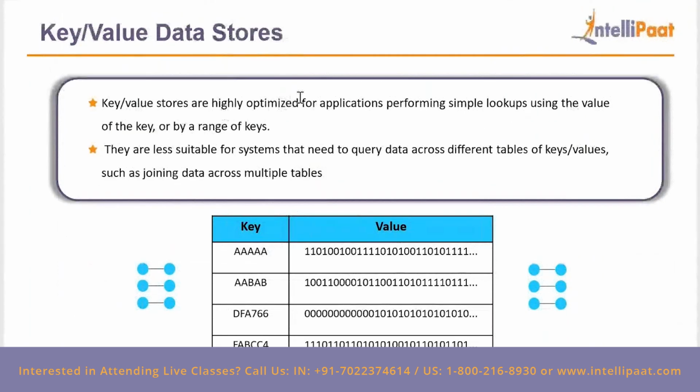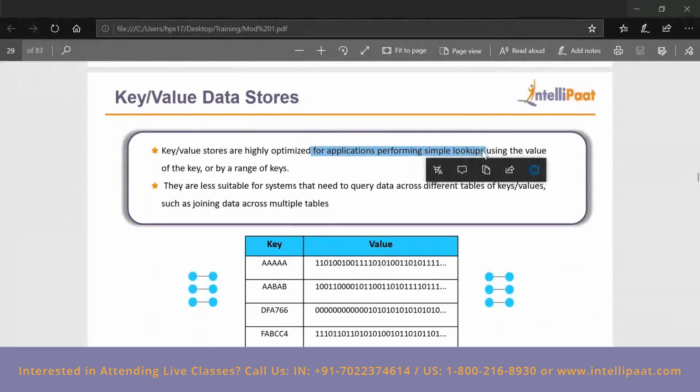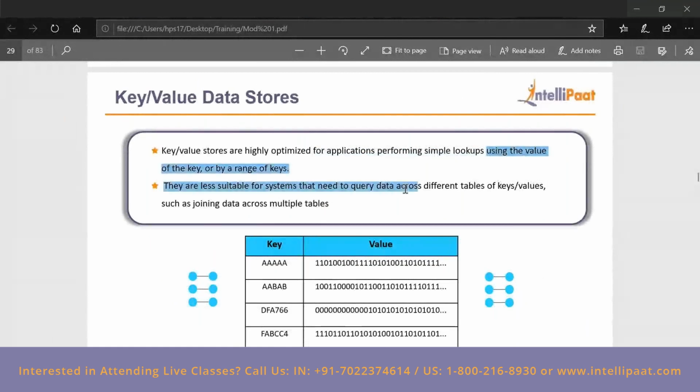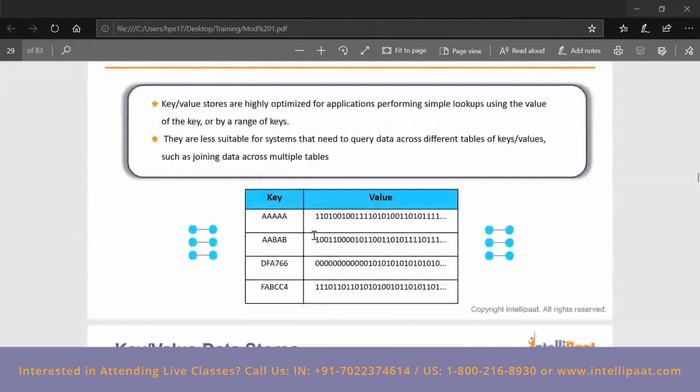Key value stores are highly optimized for applications performing simple lookups using the value of the key or by a range of keys. So it's evident, right? Because there is a single value, the lookup functions will be very fast if you're using one key, or say two or more keys, and doing a lookup. So we need to relate a scenario for when these kinds of issues will come up, or when we want to mask the data.